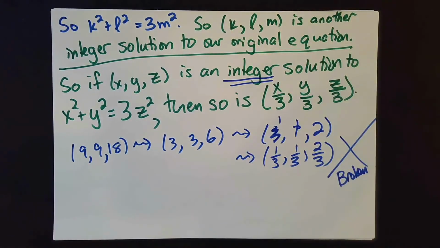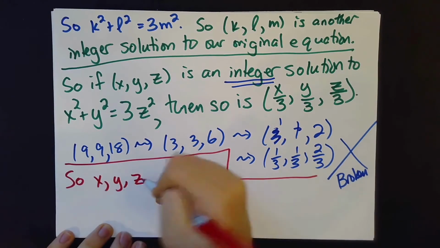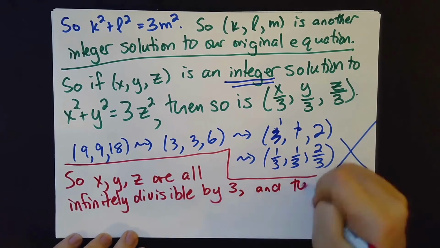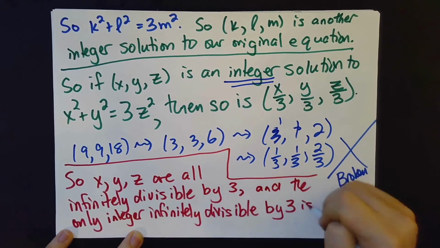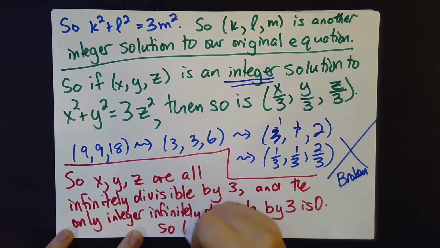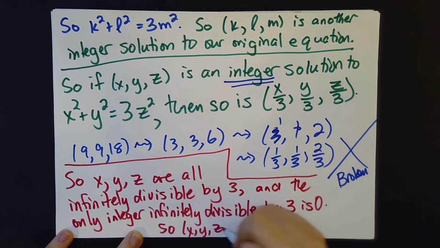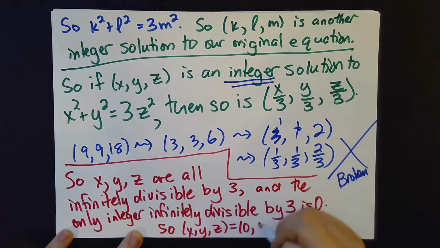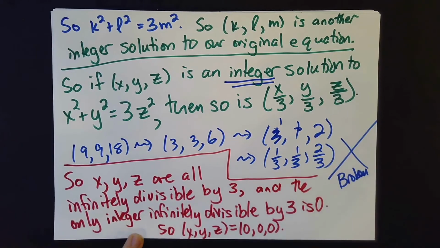Perhaps 3 to the 18th divides x. But then I can do this 19 times, and then I will divide it, and I'll be claiming something's an integer that's not really an integer. And so, in fact, the only integer that is infinitely divisible by 3 is 0. And so that, in a very roundabout way, proves to me that, in fact, the only possible solution to this equation is 0, 0, 0.